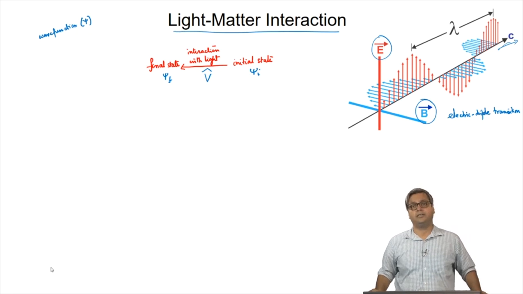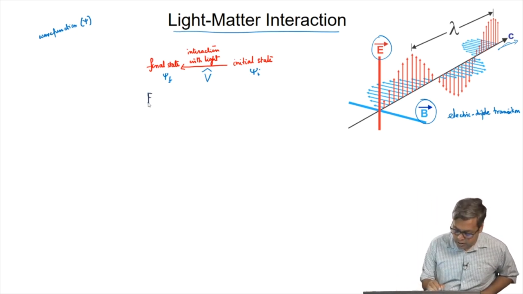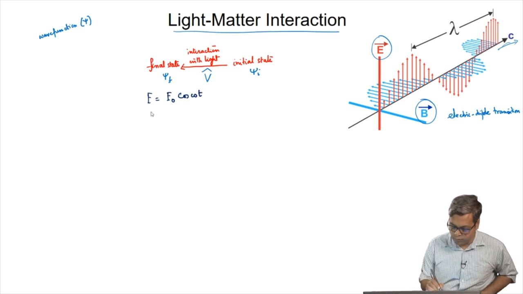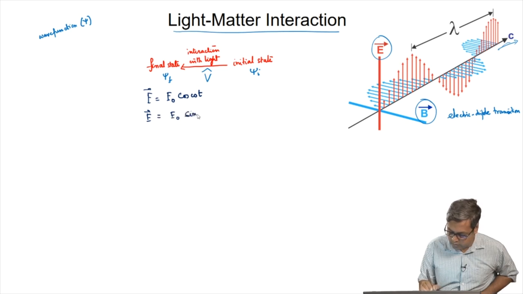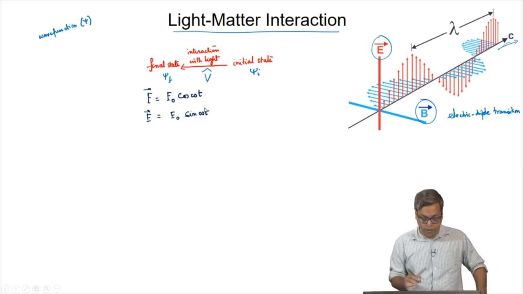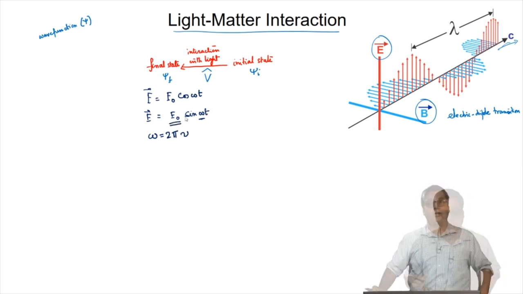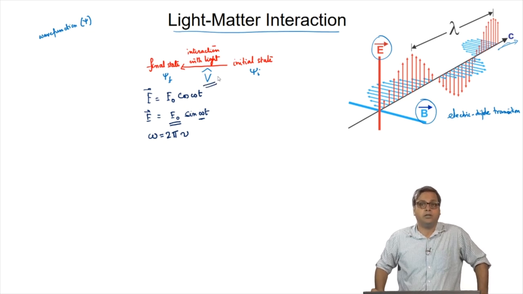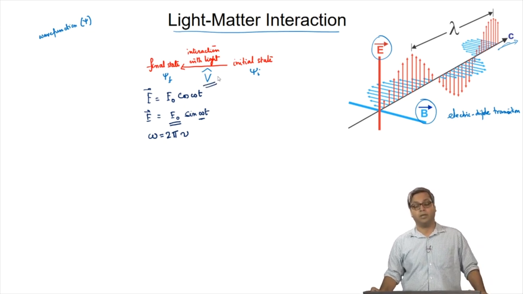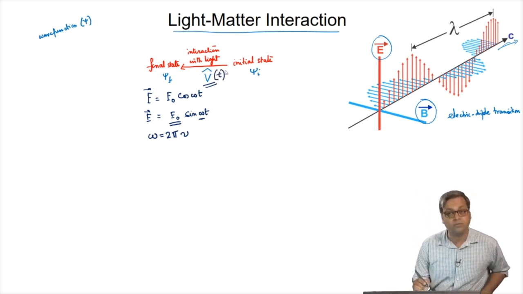Now, the electric field of light depends on time, given by E equals E0 cos omega t, or we can also write E equals E0 sin omega t, where omega is the angular frequency of light, which is related to the frequency that we know, nu. So, omega is related to nu by omega equals 2 pi nu, and E0 is a constant. Thus, the interaction term V in the Hamiltonian of a light matter system depends on time, and we can write V as a function of time.